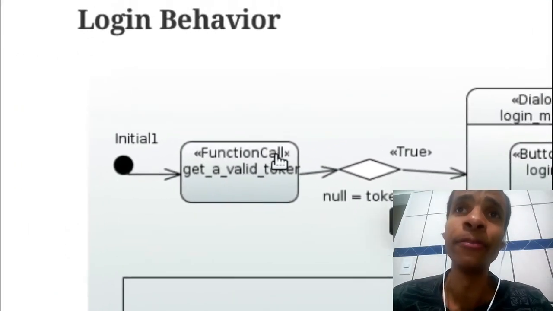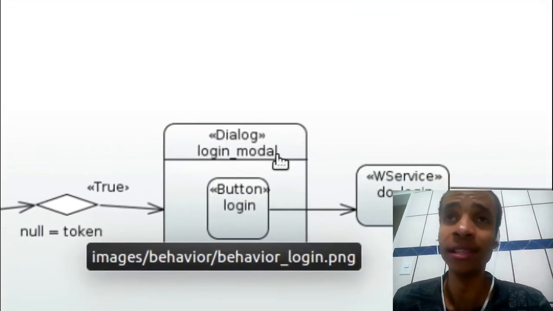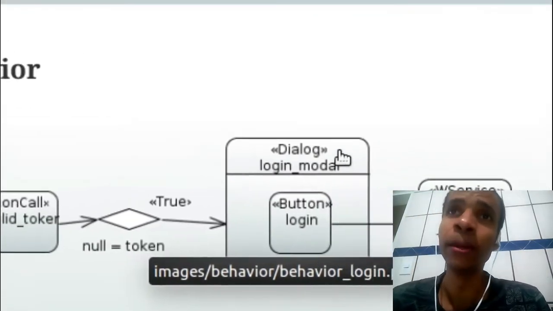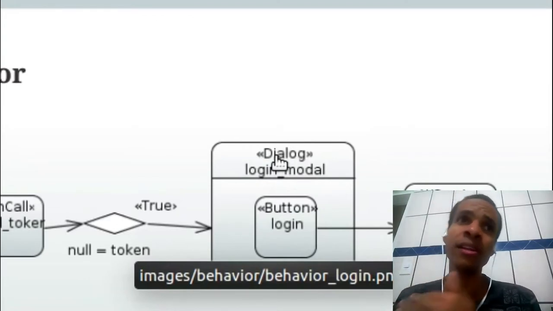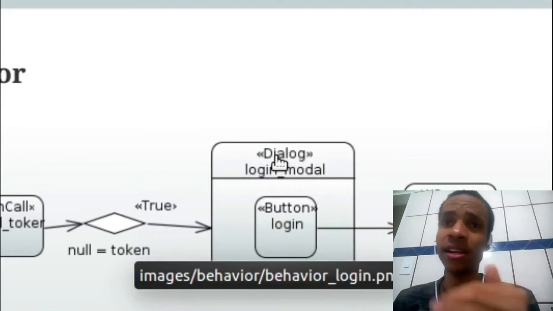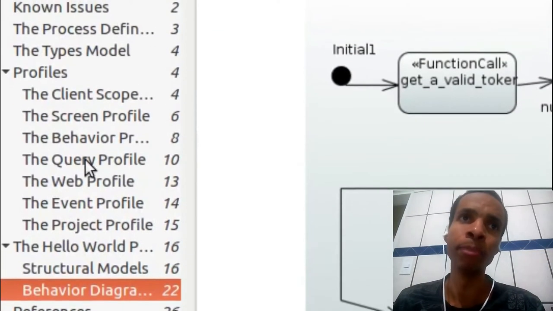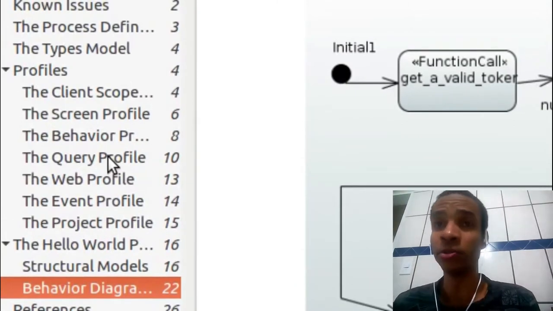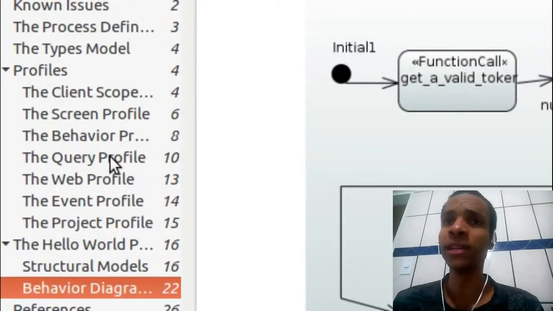Yes, so if the token is null, we'll show this dialog here. This dialog will be associated with some view, which will ask for the user name and password, defined as a view. And we're probably going to be using the query profile to represent which kind of data that is, for example, the password.